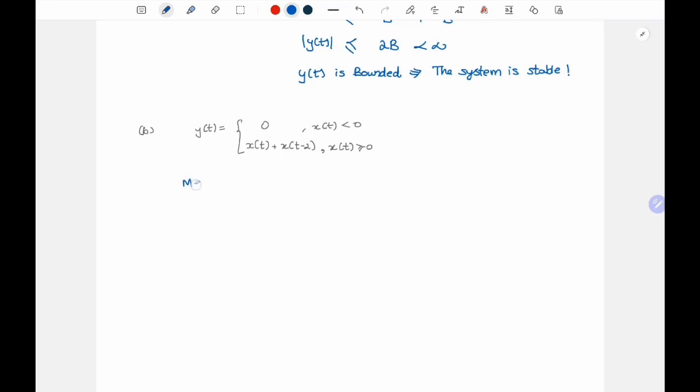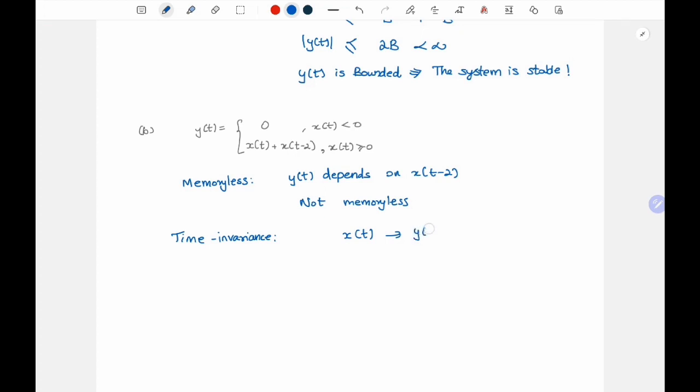Okay, first we'll start with memoryless. I think this is straightforward, right? So y of t depends on x of t minus 2. So it is not memoryless. So next is time invariance. So what do you think? Okay, x of t gives this y of t: 0 for x of t less than 0, and x of t plus x of t minus 2 for x of t greater than or equal to 0.